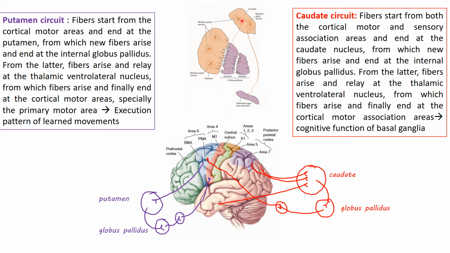As we mentioned, the caudate and the putamen are known as the striatum, and the major input to the basal ganglia will enter through the caudate and putamen, and the fibers are mainly called corticostriatal fibers, arising from different regions of the cerebral cortex except the primary visual and the primary auditory cortices, while we have specific circuits. One is known as the putamen circuit and the other one is known as the caudate circuit.